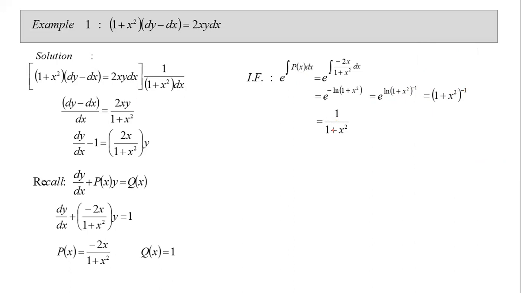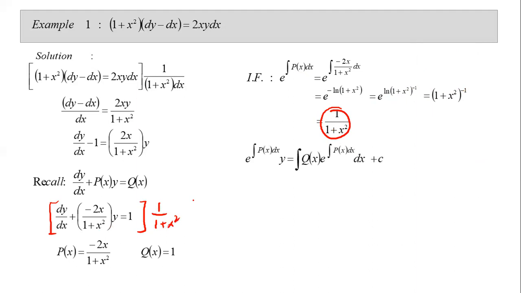Based on the process that I have presented earlier, this integrating factor, 1 over 1 plus x squared, will be multiplied to our linear differential equation. So we shall have, okay, that's the general form.